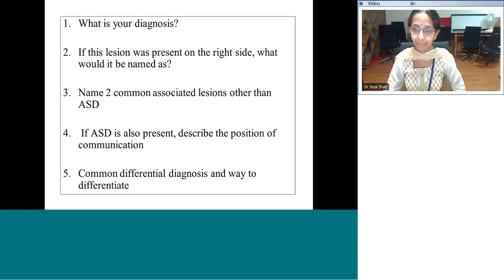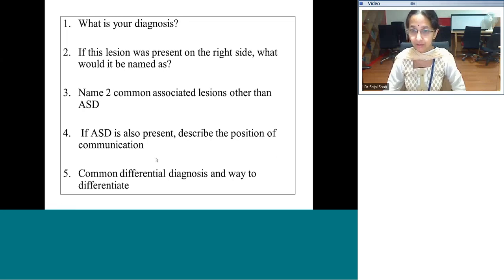And how do we differentiate supramitral membrane and cor triatriatum if it's present in the left atrium? Is there a way for us to differentiate? Yes, left atrial appendage. So the left atrial appendage is below the cor triatriatum but above the supramitral membrane. So that's how you would differentiate.